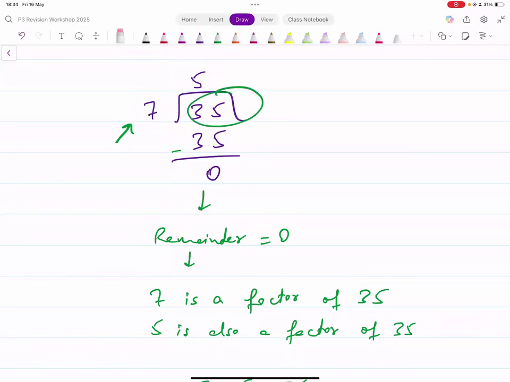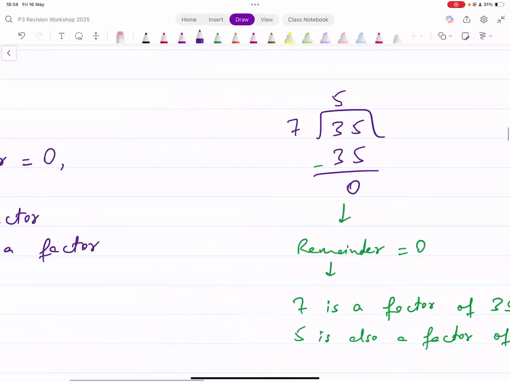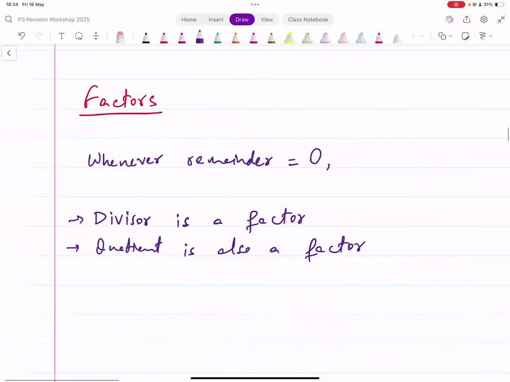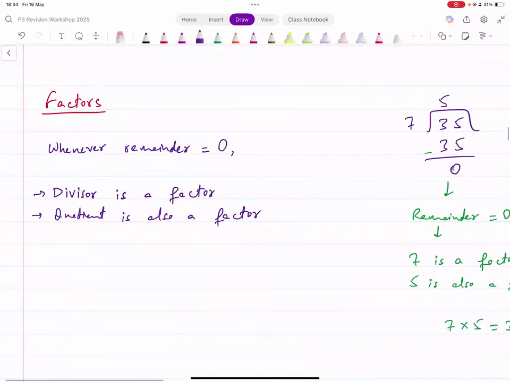So whenever from any division the remainder turns out to be 0, both the divisor and the quotient are going to be factors of that polynomial. For example, of that dividend, whatever that dividend is, it works for numbers. It also works for polynomials.